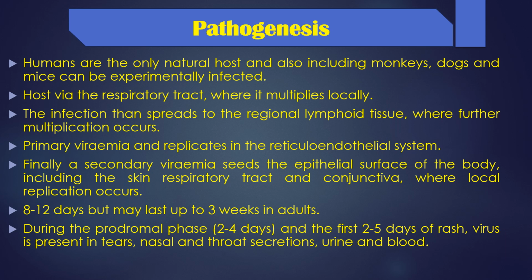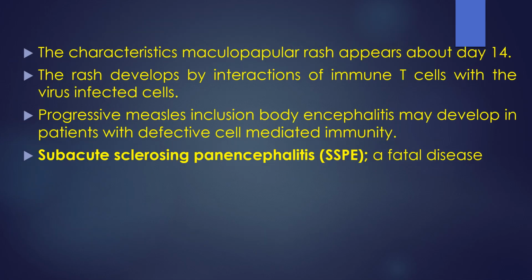During the prodromal phase, that is from 2 to 4 days, and the first 2 to 5 days of rash, the virus is present in tears, nasal and throat secretions, urine, and blood of the infected individual. The characteristic maculopapular rash appears about day 14, just as circulating antibodies become detectable, the viremia disappears and the fever falls. The rash develops as a result of interactions of immune T cells with the virus-infected cells in the small blood vessels and lasts for about 1 week.